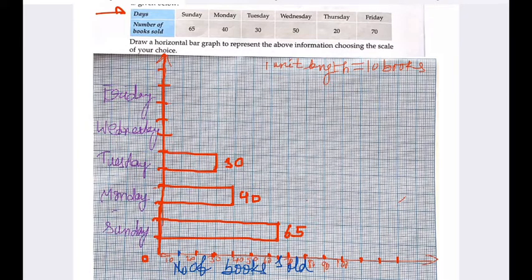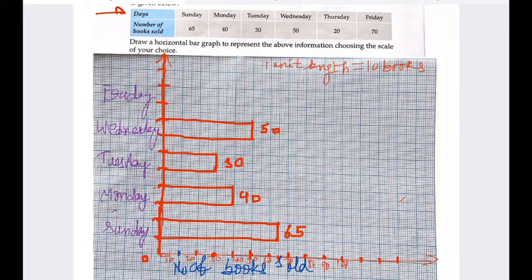Now next one is Wednesday, 50. So where is 50? This one is 50. So you can go over on the same line, fine, and make a rectangle here, fine. So this one is for 50.